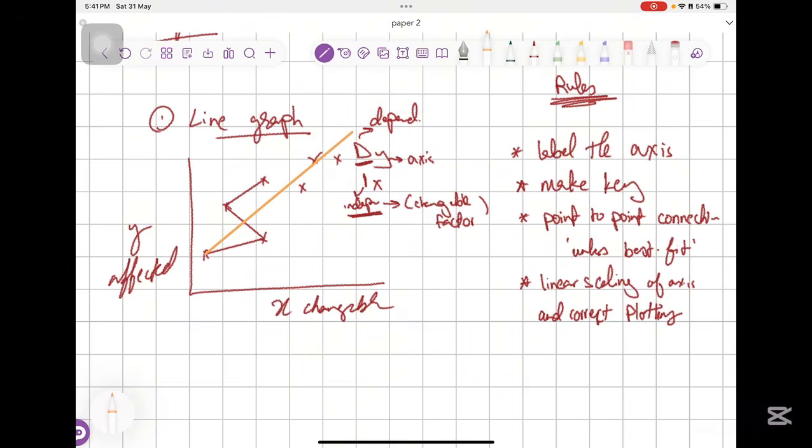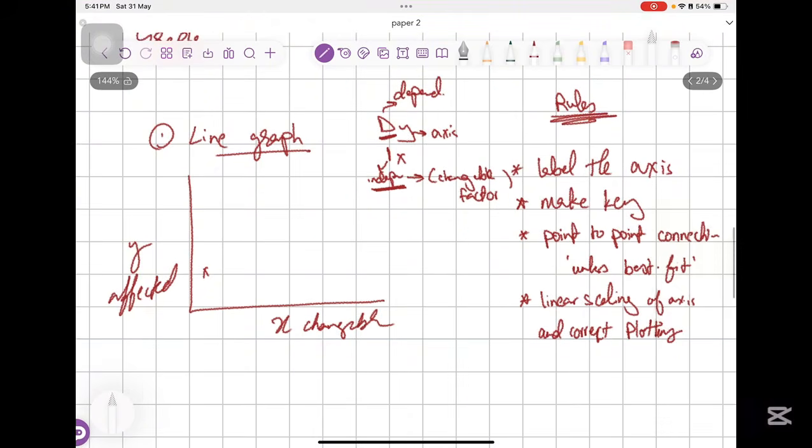Make a key. If they gave you two sets of data and asked you to make a key, this is what you're going to do. Here's your key. For instance, we're talking about death rate and birth rate. For death rate, your line is going to be dashed, and birth rate is going to be a straight line with no interruptions. This is how we're going to do it.